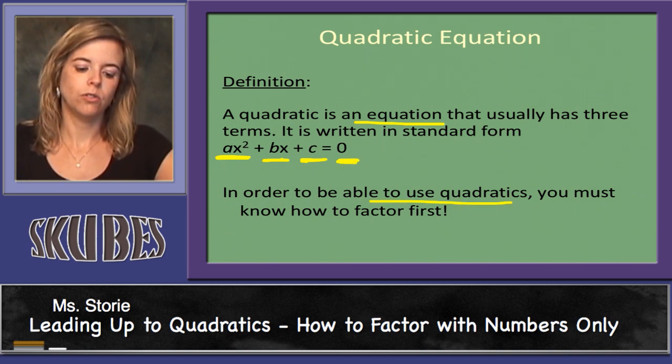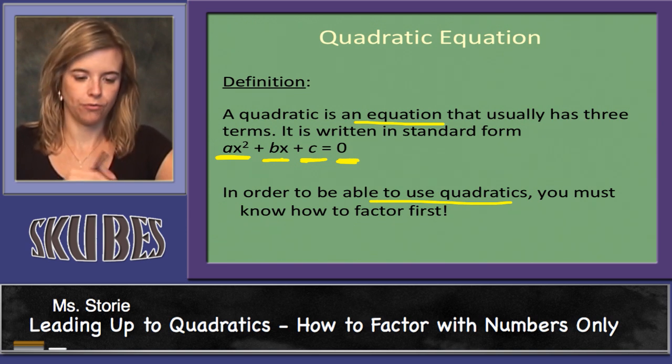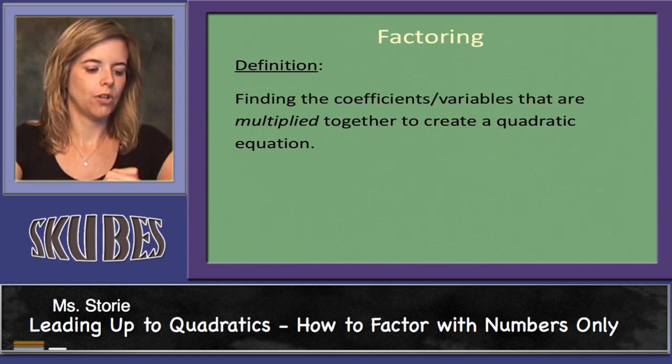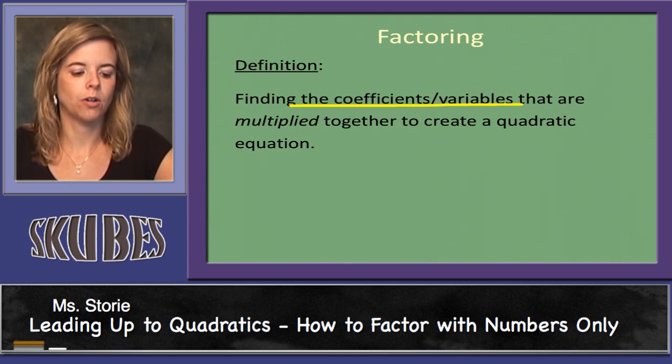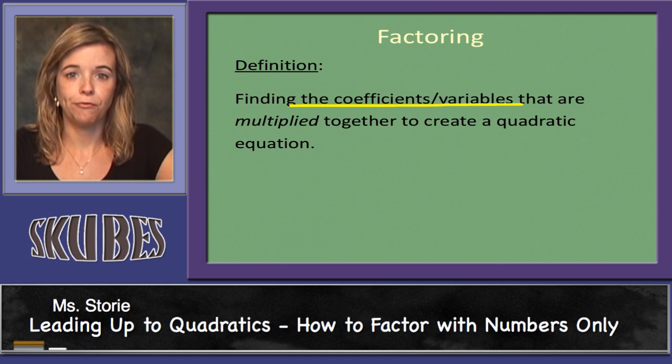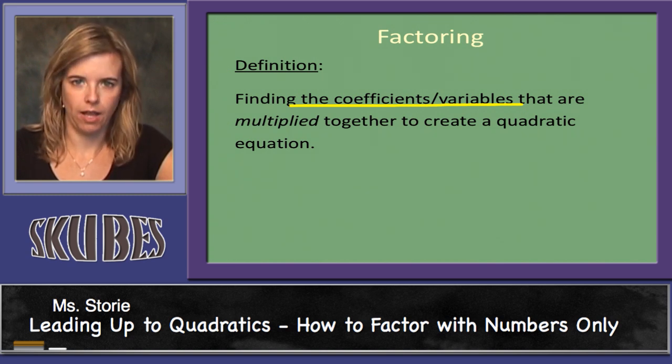In order to be able to use quadratics, you have to know how to factor first. So, finding the coefficients and variables that are multiplied together to create a quadratic equation is what you have to do to factor. Factor means you multiply things.